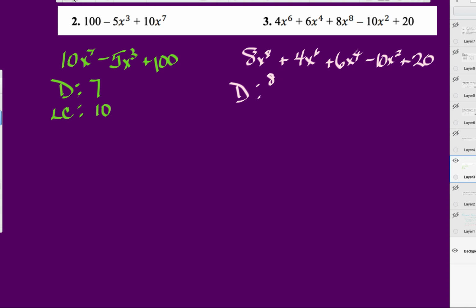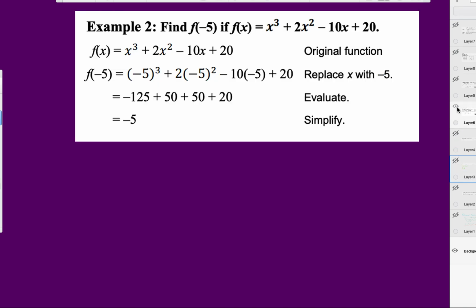My degree is 8, and my lead coefficient is also 8. Okay? And so that's the really tough part. Are you good with that? So let's move on. Let's talk about what happens when you have a function.